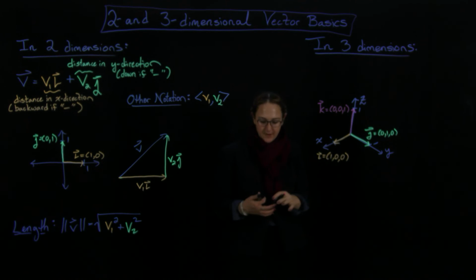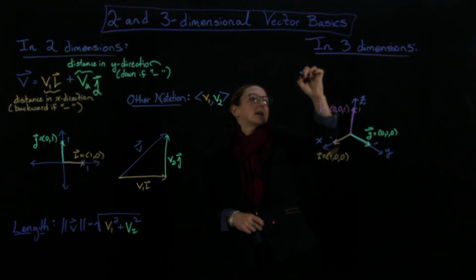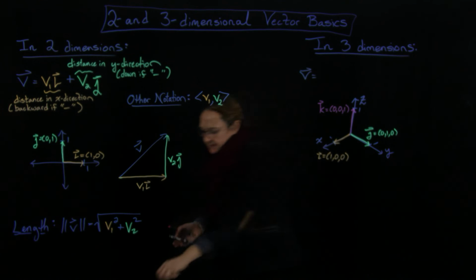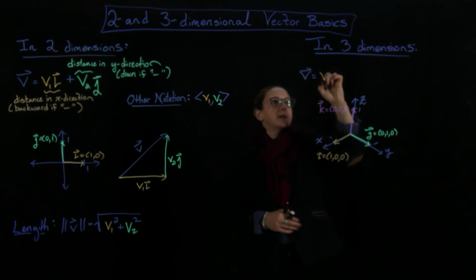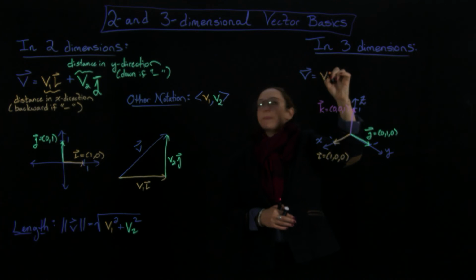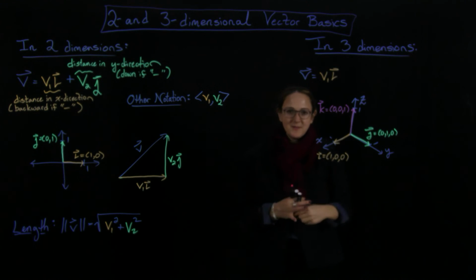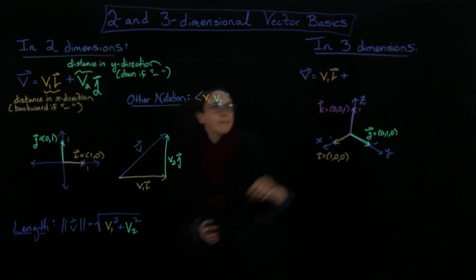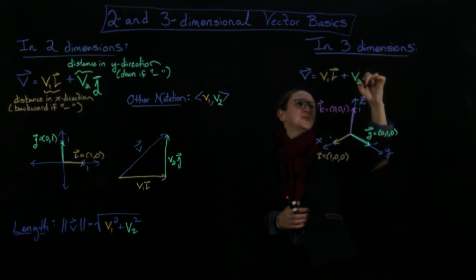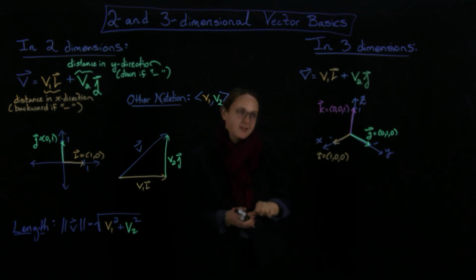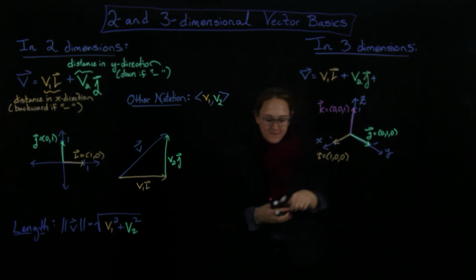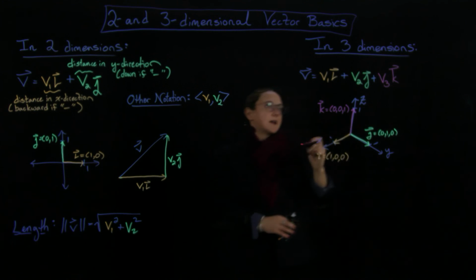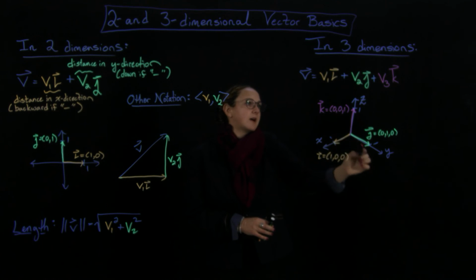Okay, so now I want to talk about how far I can go in each of those directions. So v is going to equal, from this direction I need to figure out how to scale that one, so v1 times i, and then v2 times j, and then I have v3 times k. So those are how far do I go in the x direction, the y direction, and the z direction.